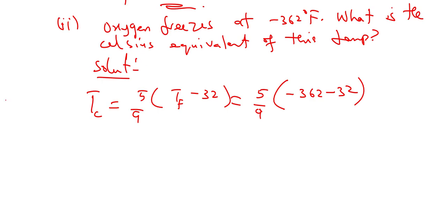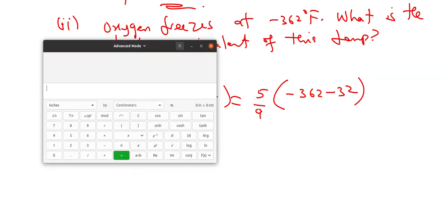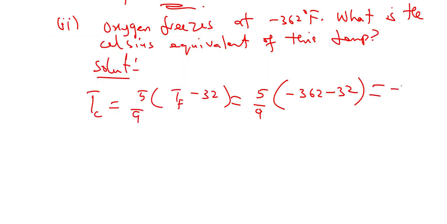So again, you press your calculator. 5/9 multiplied by minus 362 minus 32. So you obtain minus 218.889. So that's approximately minus 218.9 degrees Celsius. Okay, I believe that's clear enough.